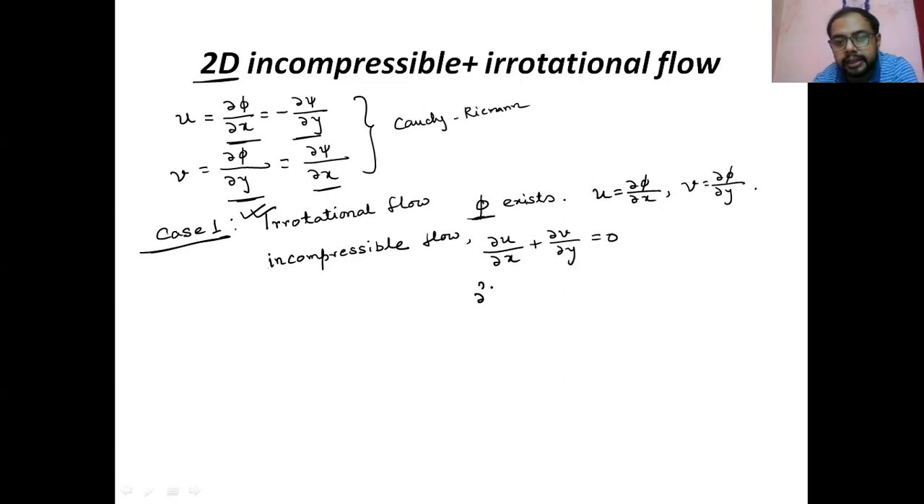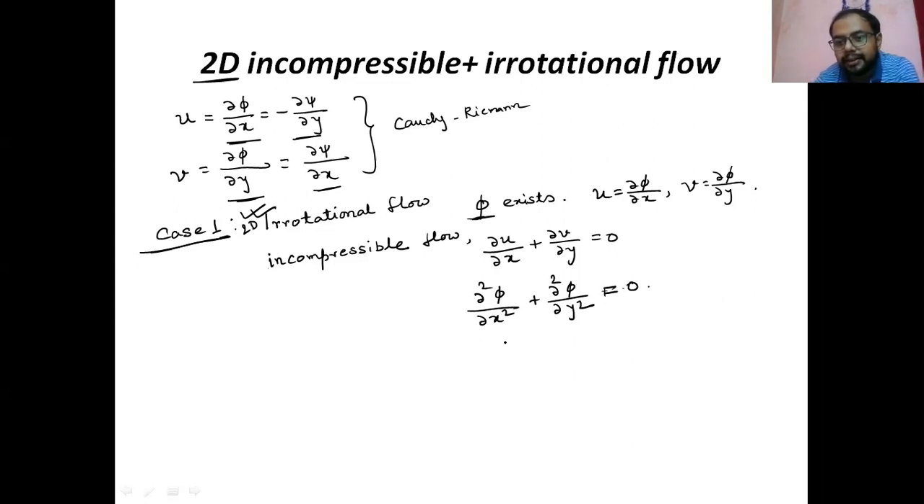Now in the incompressible flow equation, if you put this in, u is equal to del phi by del x, so it will come del square phi by del x square plus del square phi by del y square. If it's not two-dimensional, it may be three-dimensional, so w terms will come, and here dw by dz, so another term might have come. But we are taking two-dimensional. So that is equal to 0.